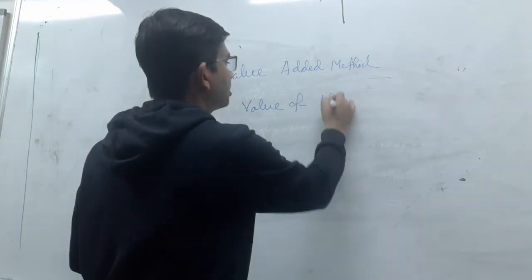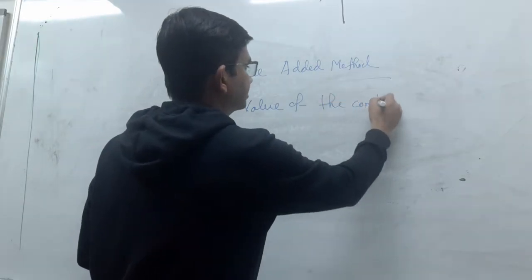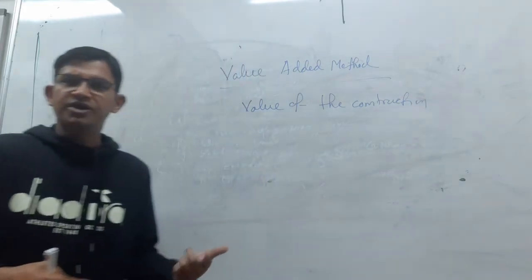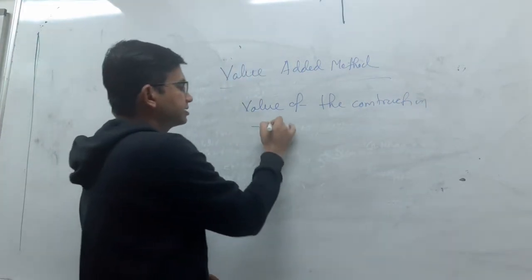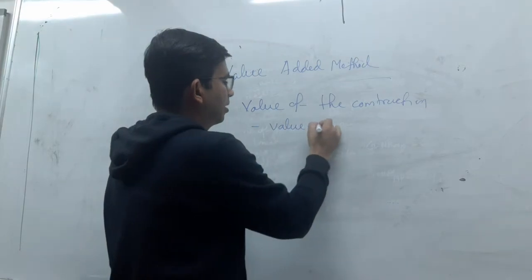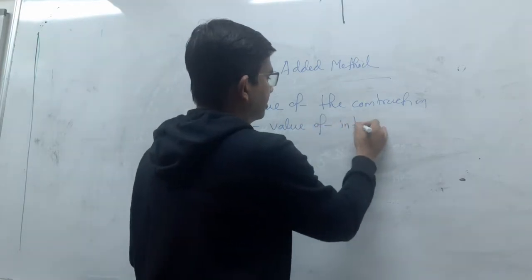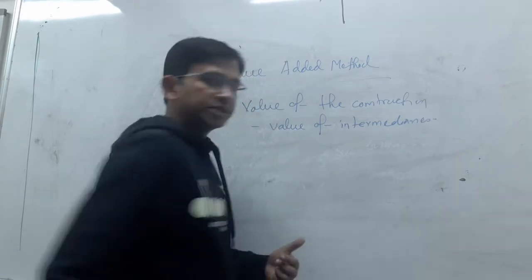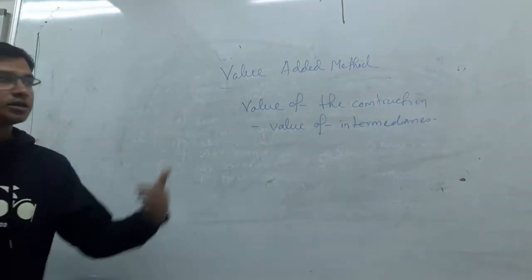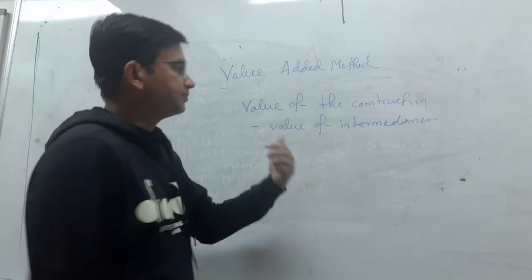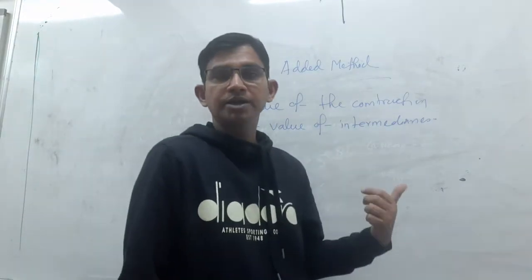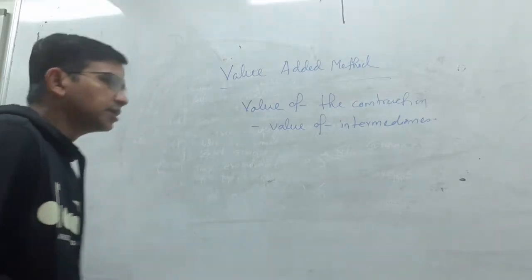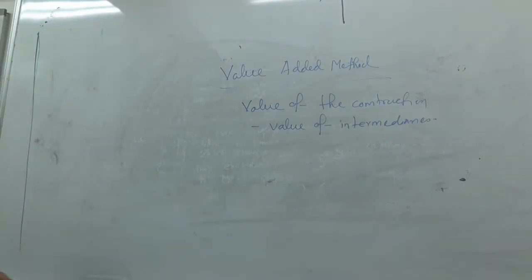So the value of the construction, that is the final product, that means the apartments, minus the value of intermediaries. So this is the value added by the promoter whenever he is constructing the building. So this is the method.